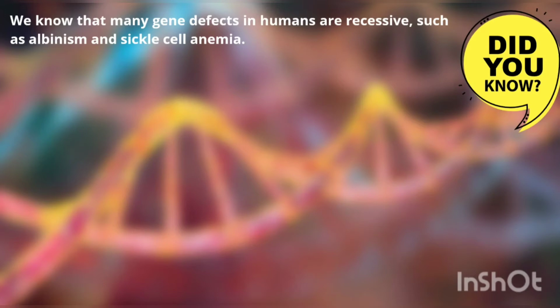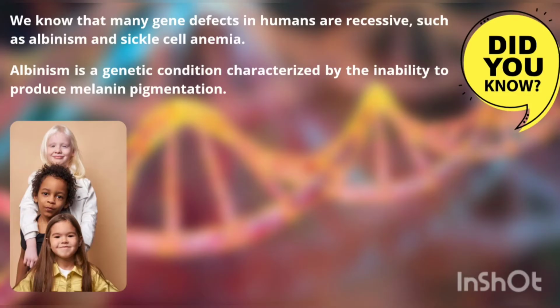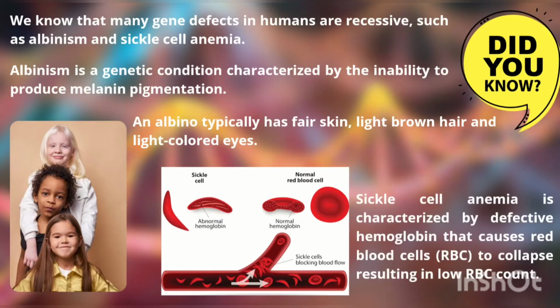Did you know that many gene defects in humans are recessive, such as albinism and sickle cell anemia? Albinism is a genetic condition characterized by the inability to produce melanin pigmentation. An albino typically has fair skin, light brown hair, and light colored eyes. Sickle cell anemia is characterized by defective hemoglobin that causes red blood cells to collapse, resulting in low RBC count.